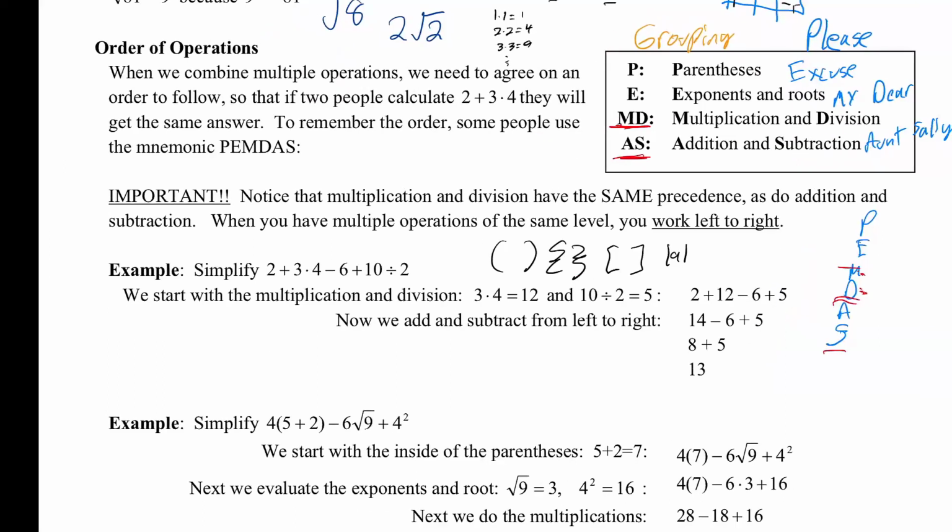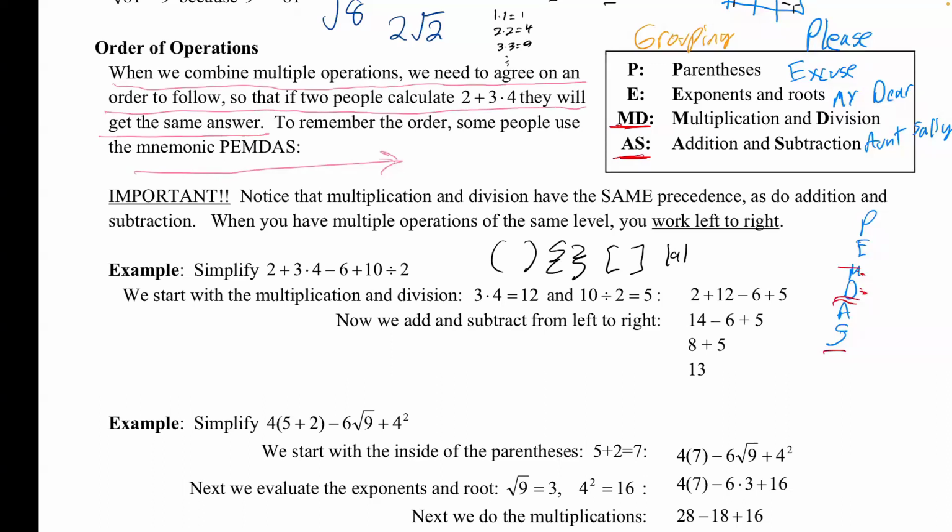Now let's have a look at these words here. Here it says, when we combine multiple operations, we need to agree on an order to follow so that if 2 people calculate 2 plus 3 times 4, they will get the same answer. Notice the direction I'm reading, if you followed that pink line as it was forming, went left to right. In the order of operations agreement, we move left to right. When we're unsure, move left to right.